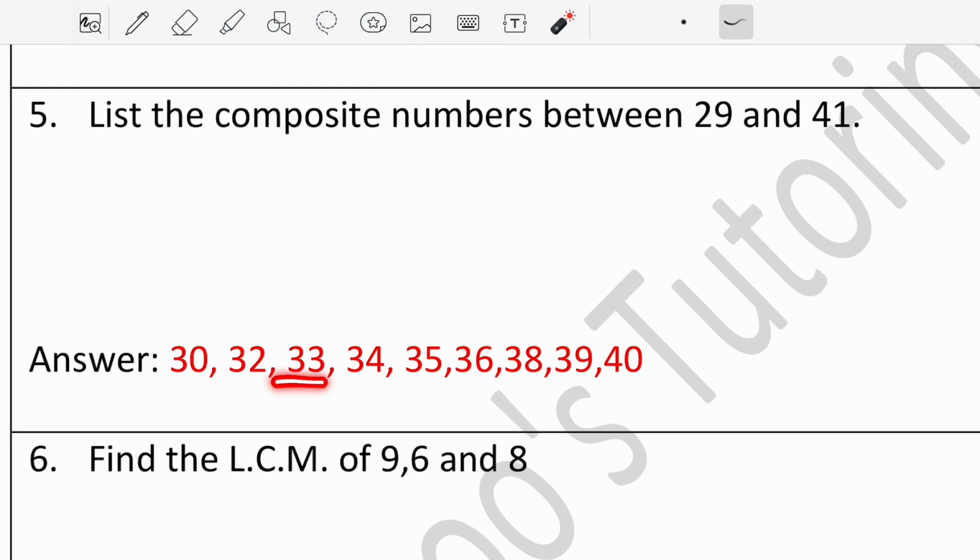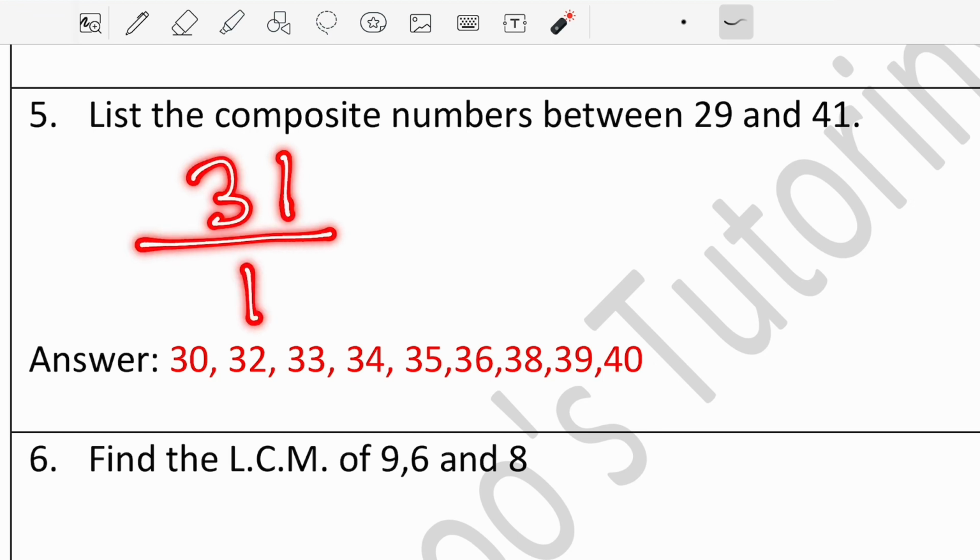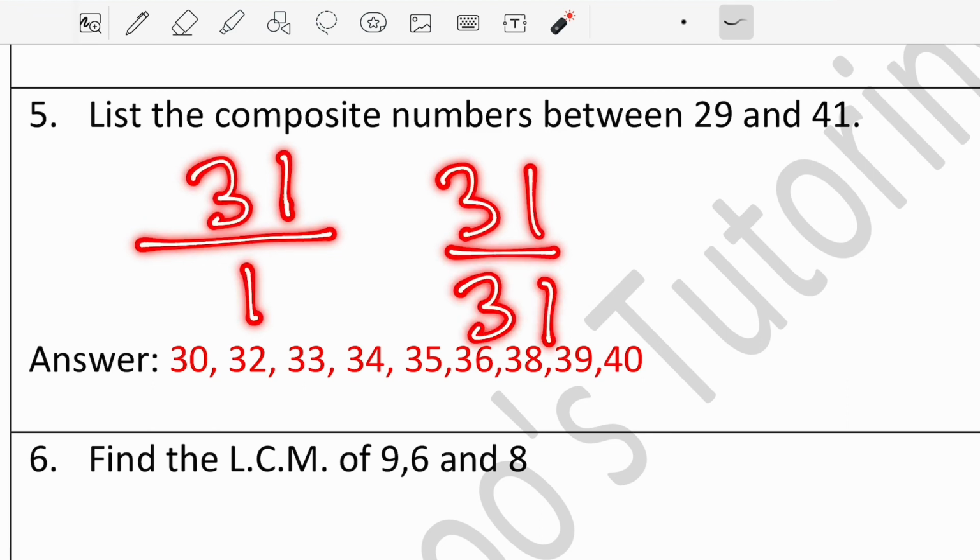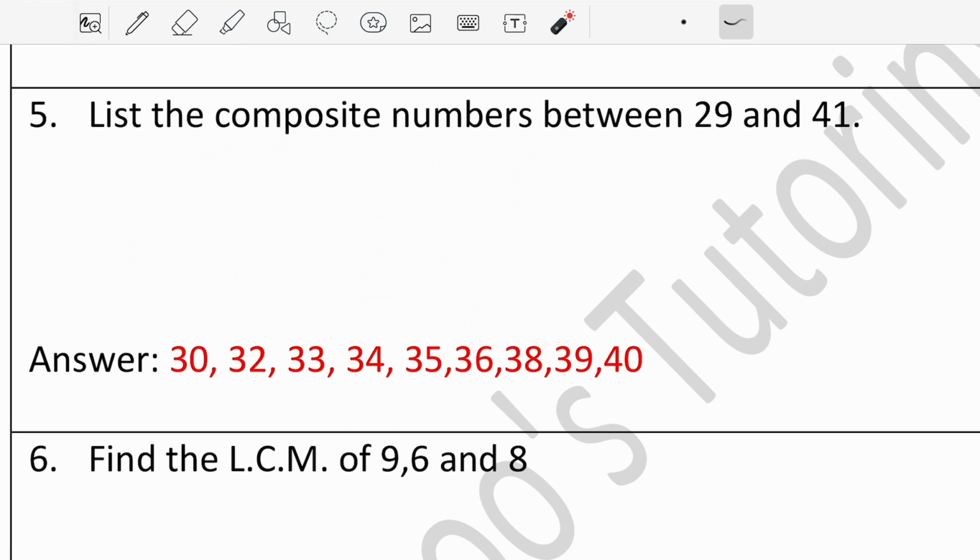33 can be divided by 3, so it's composite. 34 can be divided by 2, so it's composite. So if we check all the numbers, we will realize that numbers such as 31 can only be divided by 1 or itself. And that is what we know is a prime number. And a prime number cannot be a composite number. Similarly, 37 is a prime number, so it is not composite.